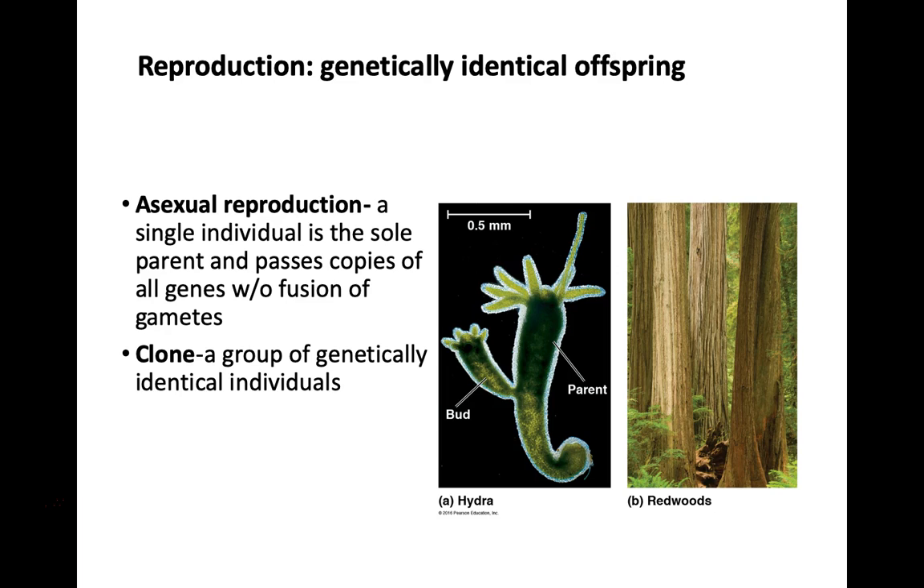All of those offspring that are produced are called clones. A clone is just a group of genetically identical individuals. This is not the same thing as a twin, but you can kind of think of it that way. Redwoods reproduce by asexual reproduction as well. A sort of shoot comes off of one of the roots and grows up next to the parent plant. So all of those trees in that grove of redwoods are clones as well. They're all genetically identical to one another.